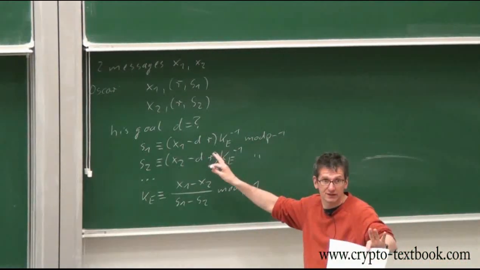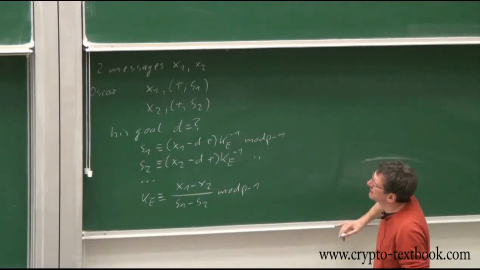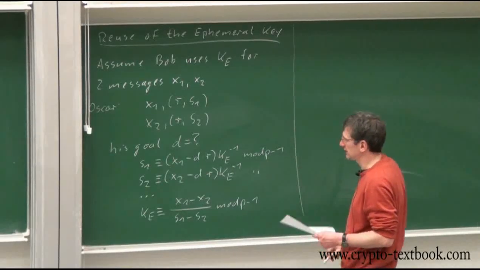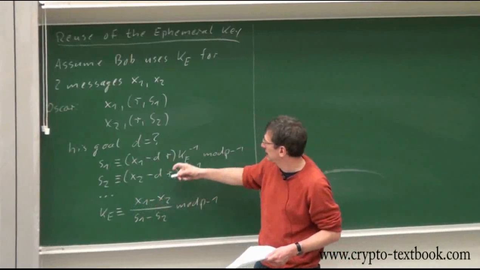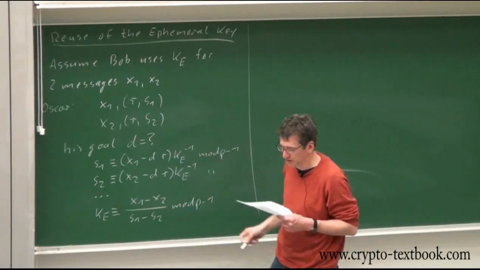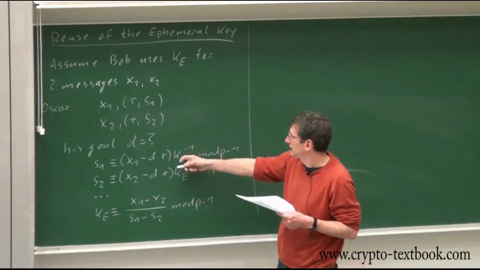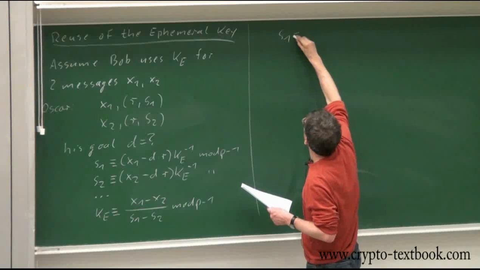Again, this takes 2 minutes to derive. This is very simple. So now he has the ephemeral key, which by itself is maybe not that spectacular. What is very nice for him to have, though, is once he has KE, he can go back into any of these two equations, and he can solve. Maybe I copy the first one.